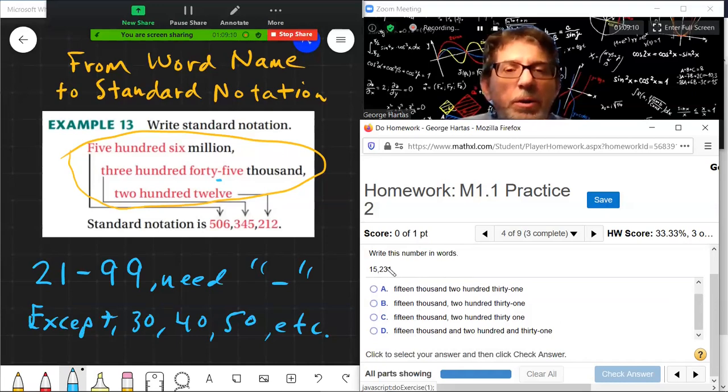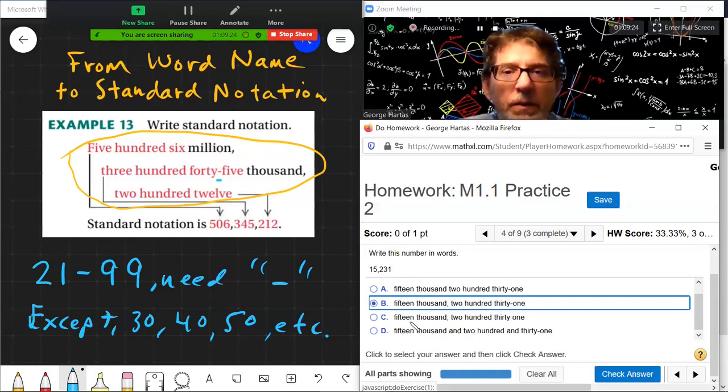So here our number, just looking at it, is 15,231. 15,000, no comma, nope. 15,000, comma, 231. Let's check that for now. 15,000, comma, 231, no dash, it's not it. 15,000 and, can't use the word and.